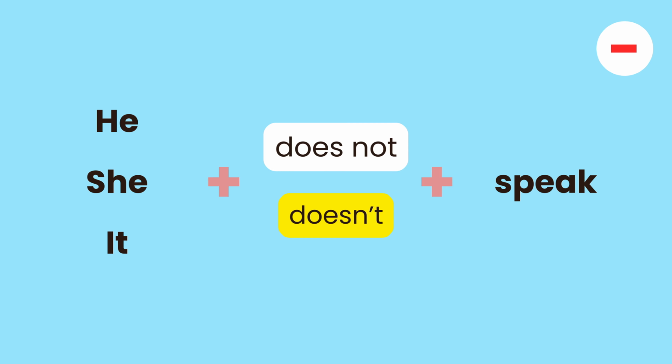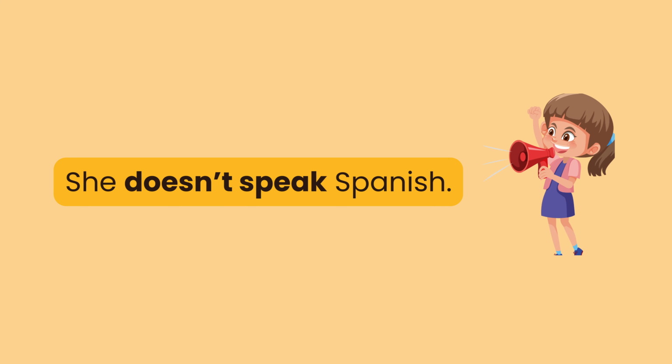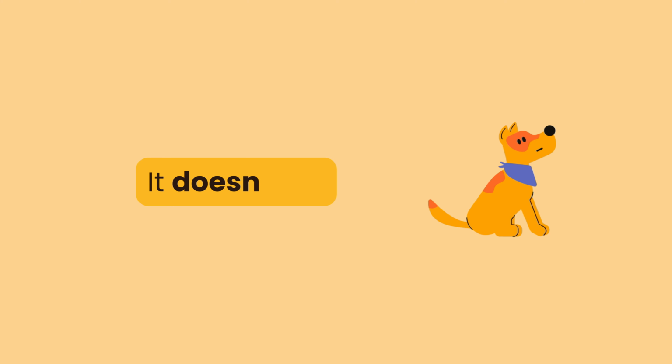Does not or doesn't is used with he, she, and it. For example, she doesn't speak Spanish. It doesn't fly.